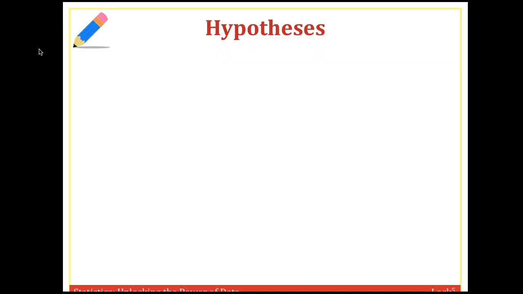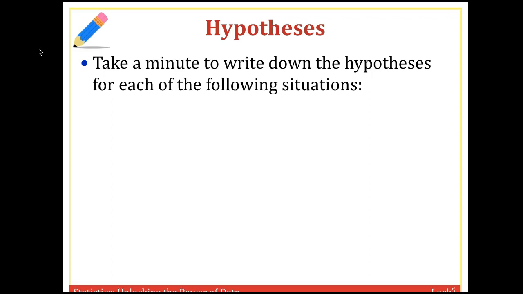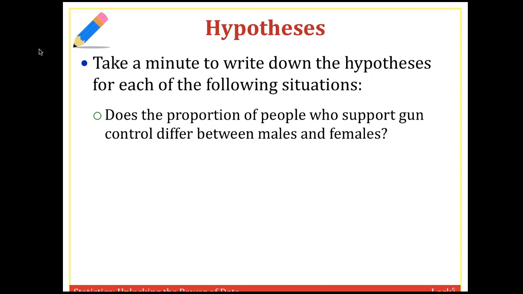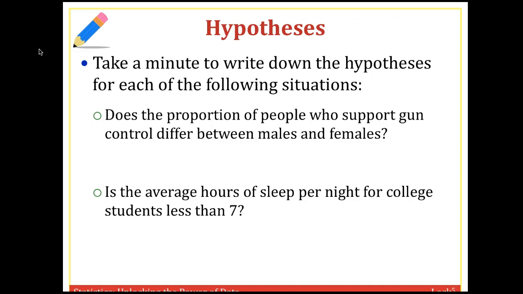All right, welcome. We're going to finish section 4.1 on introducing hypothesis testing. Right now, if you're looking at this at home, it might be worth grabbing a piece of paper and taking a minute or two to write down the hypotheses for each of the following situations. Does the proportion of people who support gun control differ between males and females? Is the average hours of sleep per night for college students less than 7?